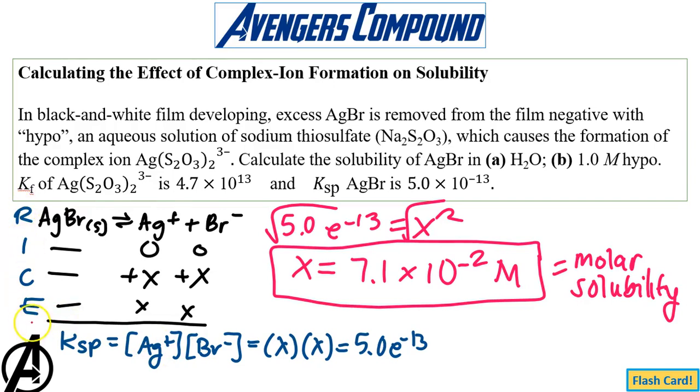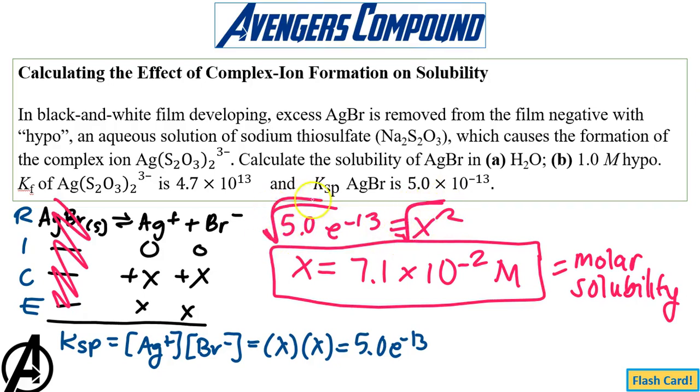So we set up our RICE table here, and you know that solids don't matter for us because they're going to be pure solids. We're starting at 0 for our products here. They're both going to be X. So Ksp is equal to Ag+ multiplied by Br-, which is equal to X times X. That entire thing is going to equal 5.0 times 10 to the negative 13, because that's the Ksp that they gave us. This entire thing is now going to equal X squared, which is going to now equal 5.0 times 10 to the negative 13.